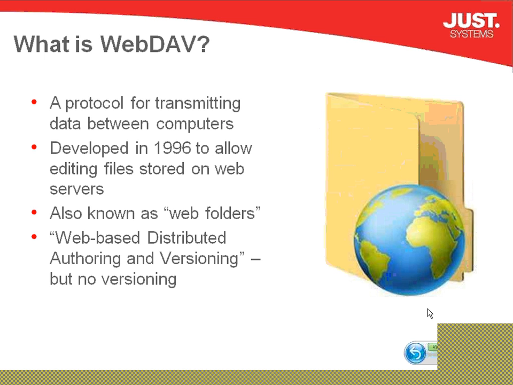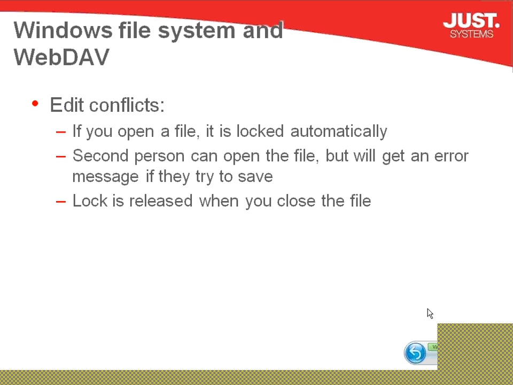Okay, and that leads us into the limitations of WebDAV. So if a second person opens the file, they're going to get an error message if they try to save the file. Okay, so notice that it doesn't necessarily give you a notification when you open the file that someone else already has it open and is working with it. You're only going to get this error message if you try to save. And as soon as you close the file, this lock is going to be released. So that's how WebDAV is implemented in XMetal.